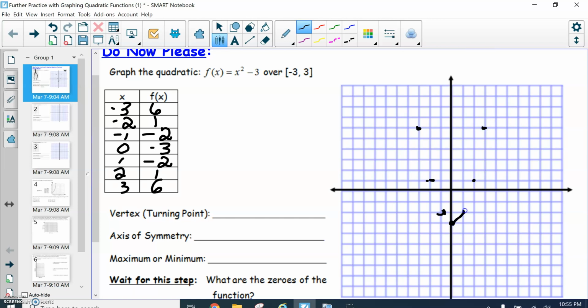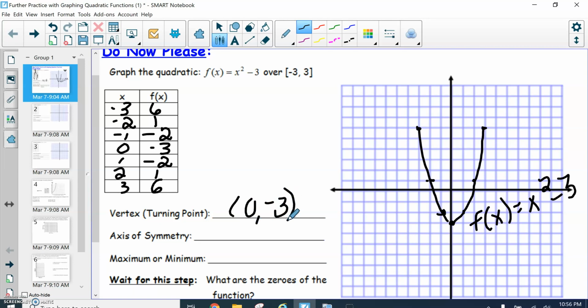Okay, so when we connect those points, we want to use a nice curve. And I'm not going to include arrows because the question specifically says to only graph the interval -3 to 3. Okay, so the vertex or the turning point we can get from our graph, or we can also get it from our table because we know that the y values repeat around the turning point. So my turning point or my vertex is 0, -3.